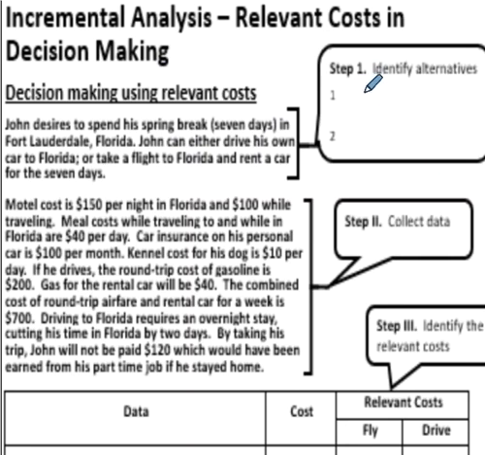He can either fly, or he can drive. So now we have two alternatives. Now that we've identified the alternatives, that's our step number one. Step number two then is we need to collect all the data that could be involved in our decision process.